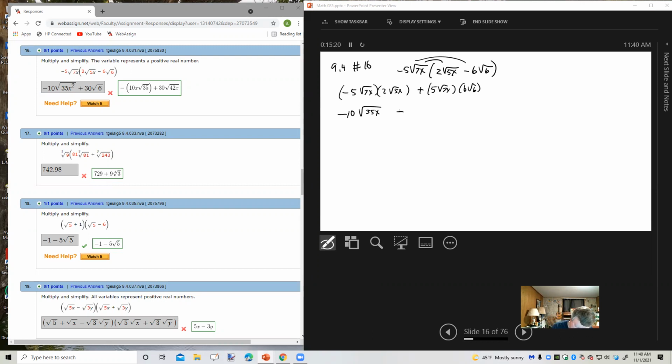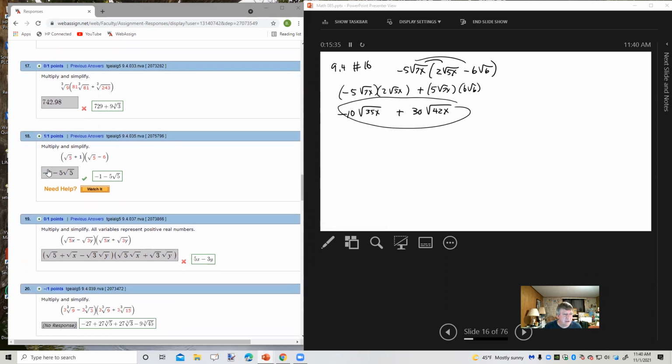And there's no perfect square factors there. And then plus 30 square roots of 42x. Again, no perfect square factors there. So that's my final answer. Okay, takes us to number 17.